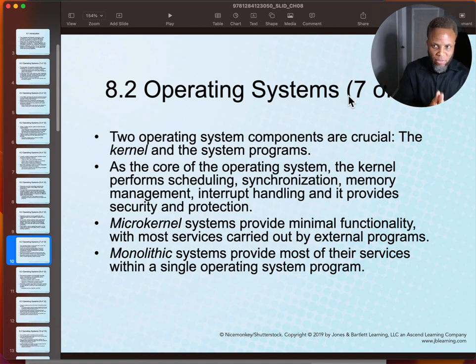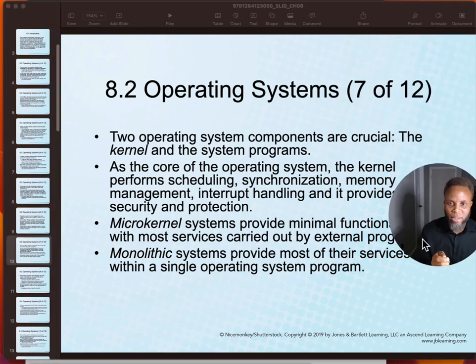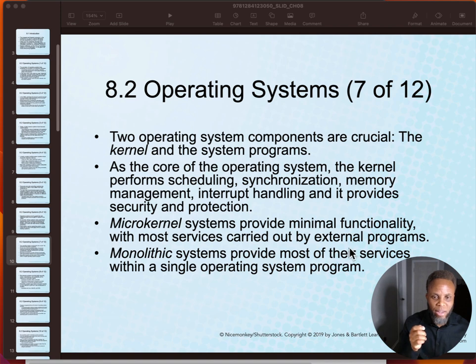You folks must have heard of this operating system kernel. It is that bit of code, one of the most important bits of code in a computer. The kernel almost represents the operating system. The kernel performs scheduling. The kernel performs memory synchronization. The kernel does memory management, interrupt handling. So the kernel is the thing that provides all of the services of an operating system. Okay? Security, protection, interrupt handling, I talked about that. Right? So that is the kernel.